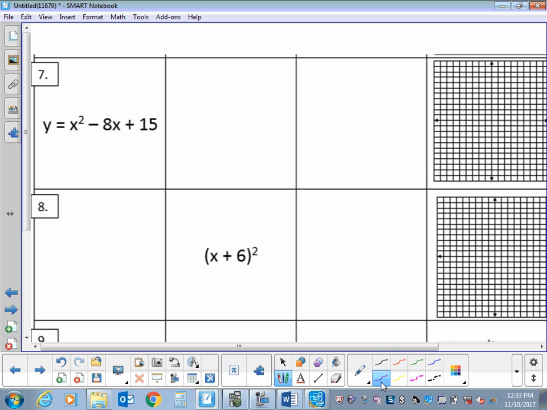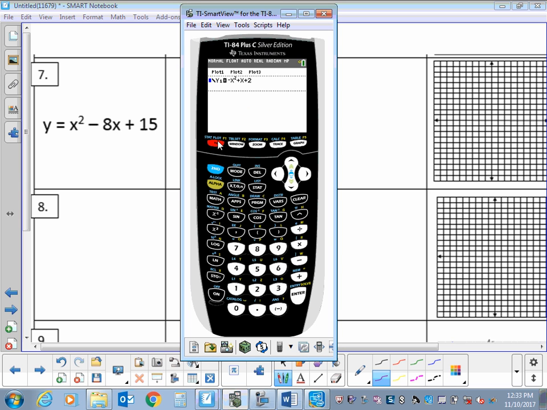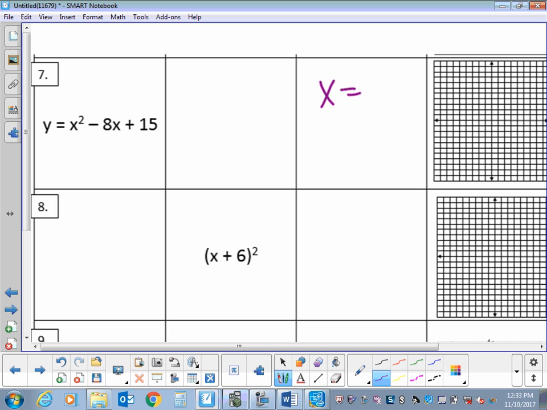Number 7, what did you guys get for your zeros? Do the zeros first. Let's double check. I got x squared minus 8x plus 15. It's positive 3 and 5. So what are my factors? X minus 3, x minus 5.